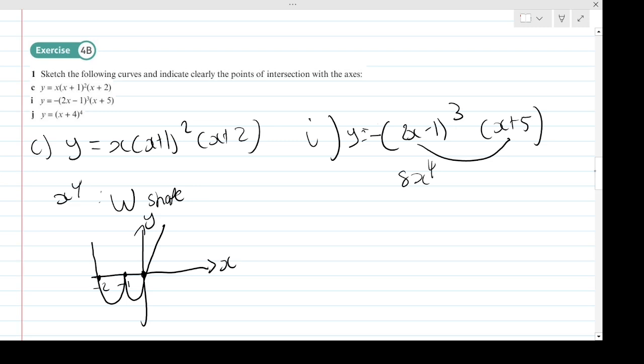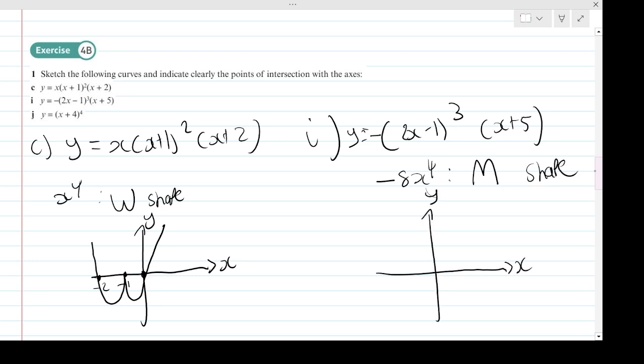That's our power. However, we have a minus at the front of all this, so ultimately this will be minus 8x to the 4. That means it's a negative, so it's going to have an M shape. It's going to go downwards, okay? Okay, well, then that's all our axis, as usual, and then we need our y-intercept.